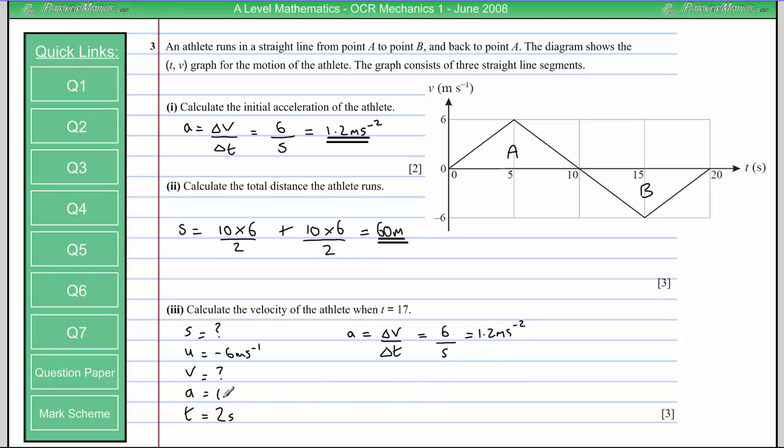Now that we know the acceleration, let's write that into our SUVAT over here. We know U, A, T, and we're trying to find V. The equation we want to use is V equals U plus AT. We don't know V, but we do know U is minus 6, and we're going to add 1.2 lots of 2. Well, 1.2 times 2, that's 2.4. If we add that to minus 6, we get minus 3.6 meters per second.